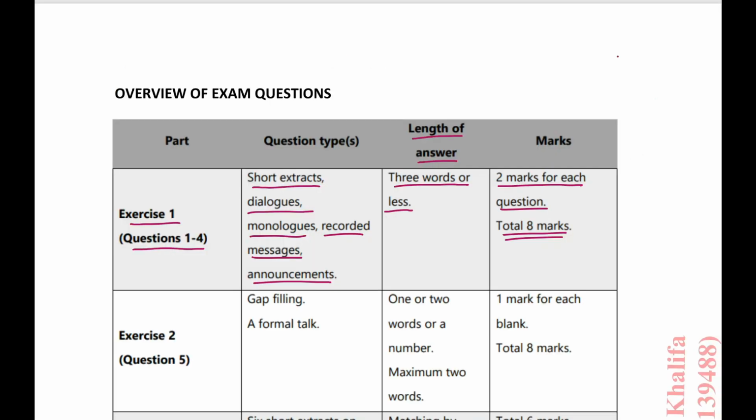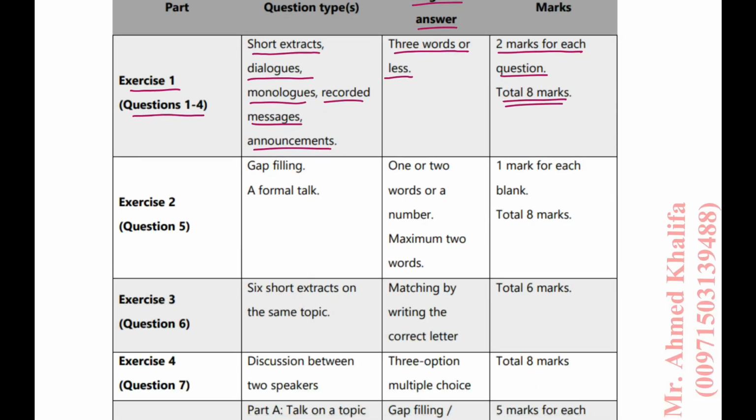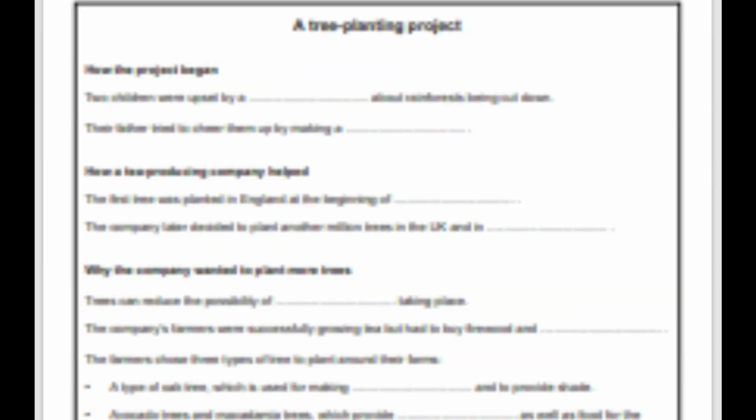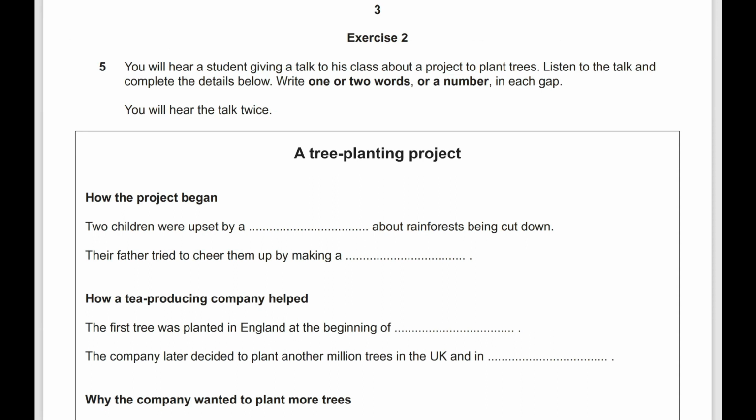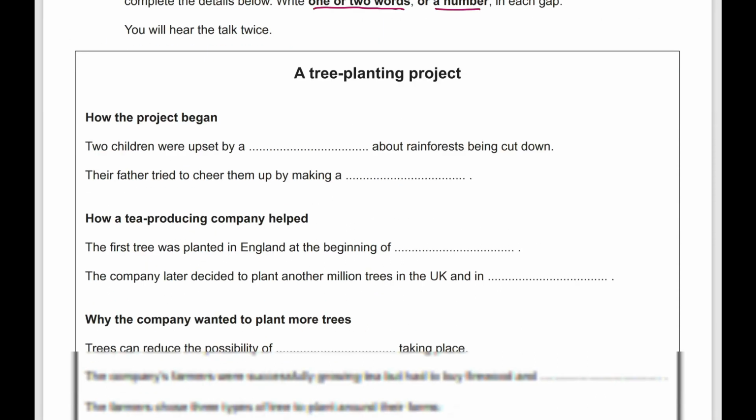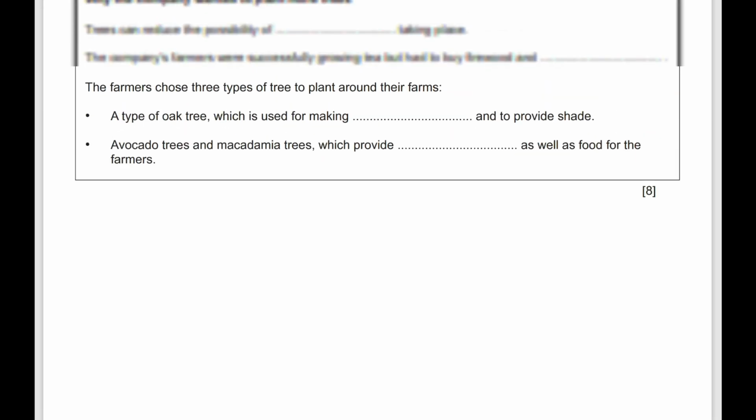The other thing is exercise number 2. Exercise number 2, we have got gap filling and a formal talk. 1 or 2 words or a number. Maximum 2 words, you cannot write more than that. 1 mark for each blank, total 8 marks. And for people to see it here, this is it, okay? So, as you can see here, the instruction is very important. Write 1 or 2 words or a number, okay? And the total is 8 as well.